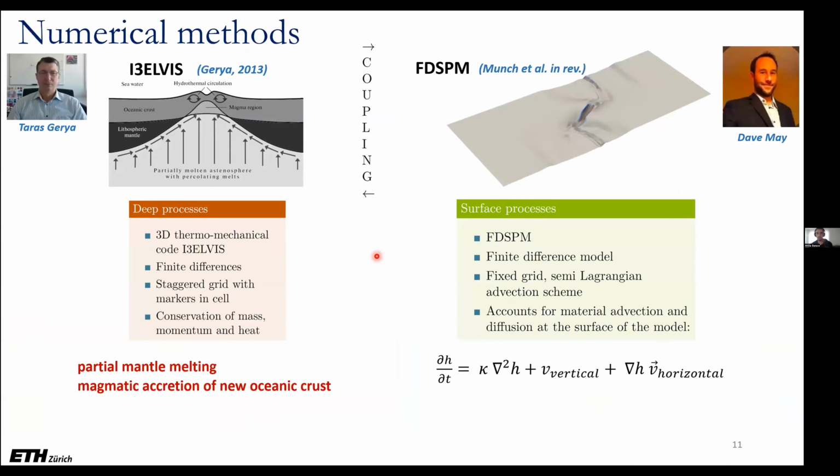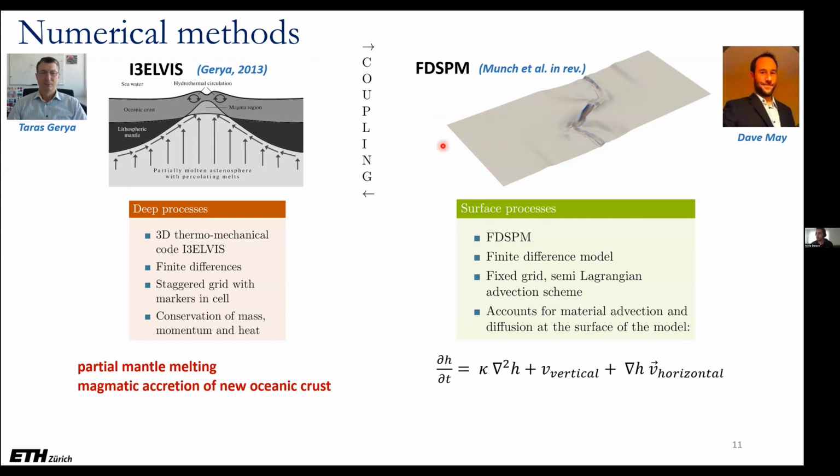So as for the methods, I used the 3D thermomechanical code I3ELVIS that is being developed at ETH by Taras Gerya and his group. We solved the conservation equations by a finite differences and markers-in-cell technique. And in this study, I simulated lithospheric extension resolved by 1 kilometer uniform grid spacing. My models included simplified parametrization of partial mantle melting, magmatic accretion of new oceanic crust, and hydrothermal circulation along the mid-ocean ridge axis, leading to excess cooling.